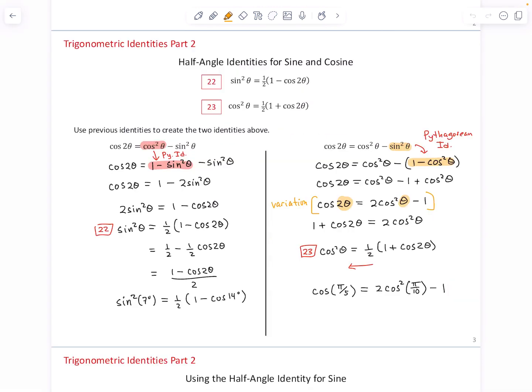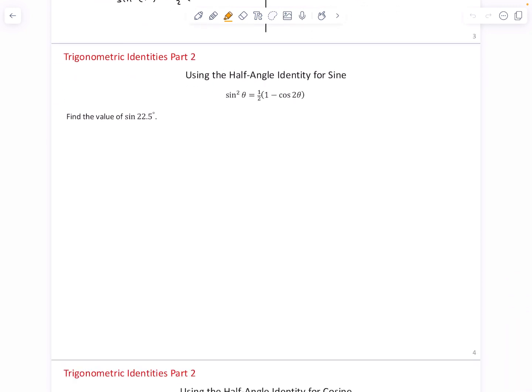Okay, let's go to the next page. Using the half angle identity for sine, find the value of sine of 22.5 degrees. Well, ask yourself, if you double 22.5 degrees, does it become a convenient angle? And the answer is yes, because it becomes 45 degrees.